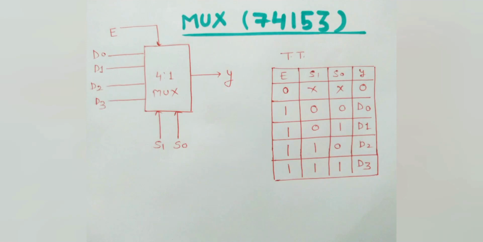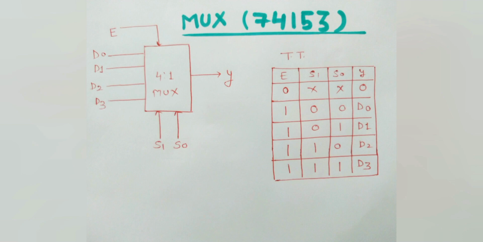Hello students, here we are going to discuss the multiplexer IC 74153. This IC contains two 4:1 multiplexers and it is a 16 pin IC. Before going to the main practical, let us have an understanding of MUX.